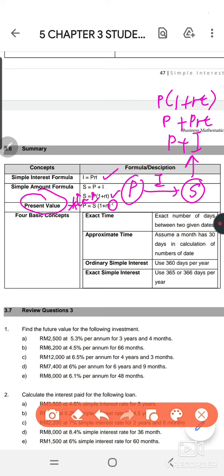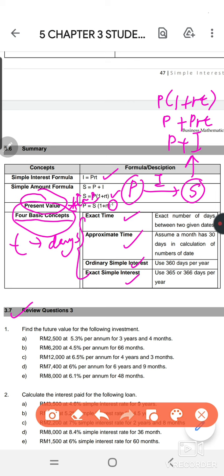Okay, then another one is 4 basic concept. 4 basic concept ni kita gunakan bila T diberi dalam days. Yang ni je sebenarnya. So we have exact time, approximate time, ordinary simple interest and exact simple interest. Yang ni saya dah terangkan dalam previous topik. So cuba fahamkan balik untuk 4 basic concept. Okay, then next you can try to solve review for question 3. Okay, cuba fahamkan yang ni. So kita dah habis untuk chapter simple interest.